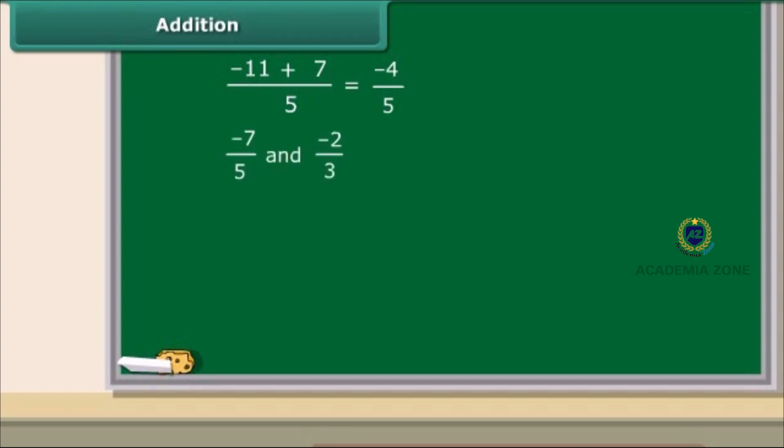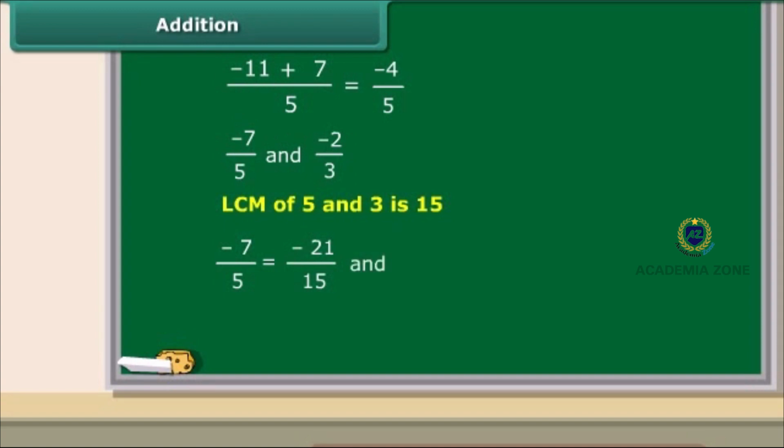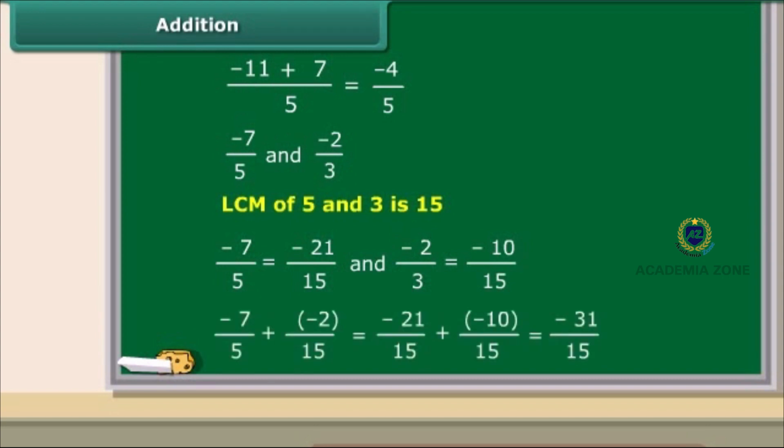And if the denominators of the rational numbers are not the same, in that case, firstly, we find the LCM of the denominators. Here the LCM is 15. Then we find the equivalent rational numbers of the given rational numbers with this LCM as the denominator. Here, minus 7 by 5 is equivalent to minus 21 by 15, and minus 2 by 3 is equivalent to minus 10 by 15. Then add the two rational numbers.